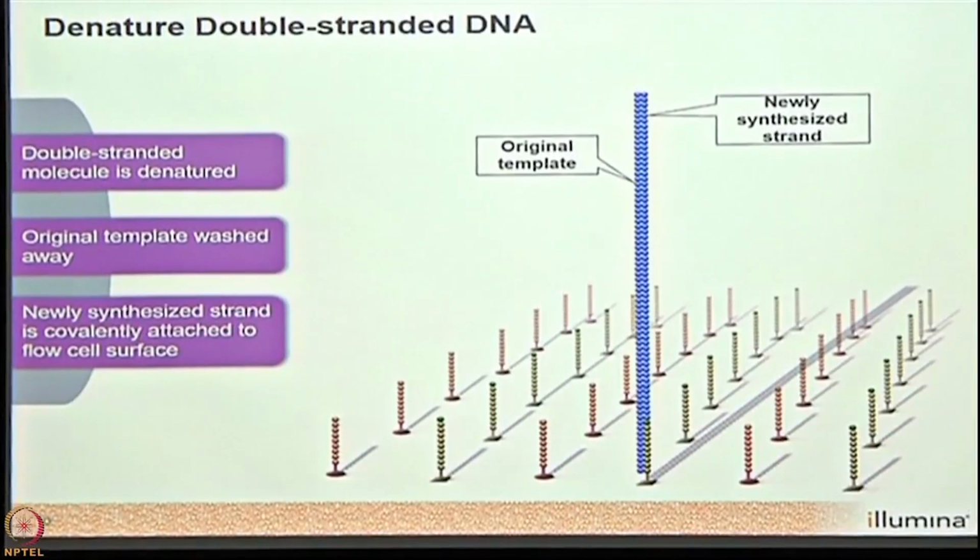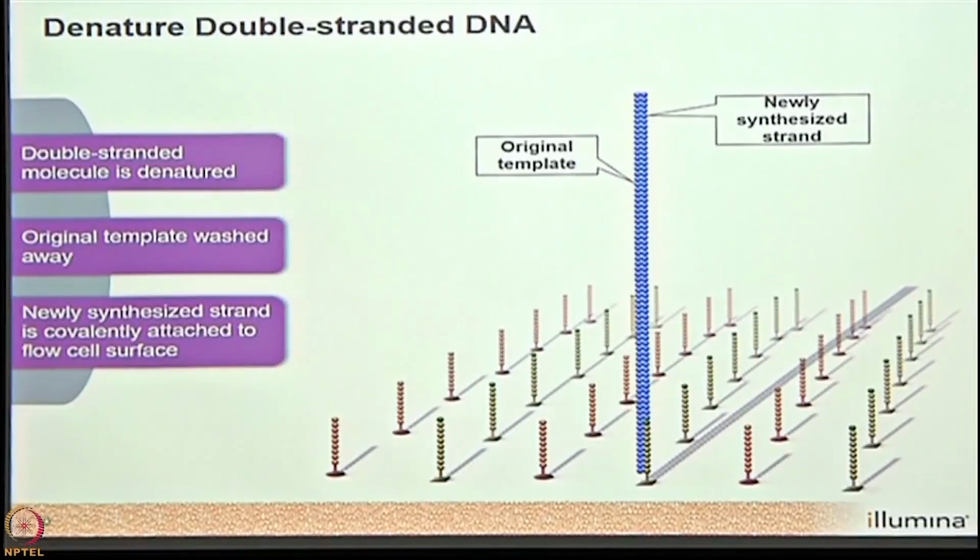Then what we do is we retain this original fragment because it is bound covalently to the surface of the flow cell, and because this strand is bound by hydrogen bonding, these are weak bonds. So we denature it and we wash away this original template. We retain this one.